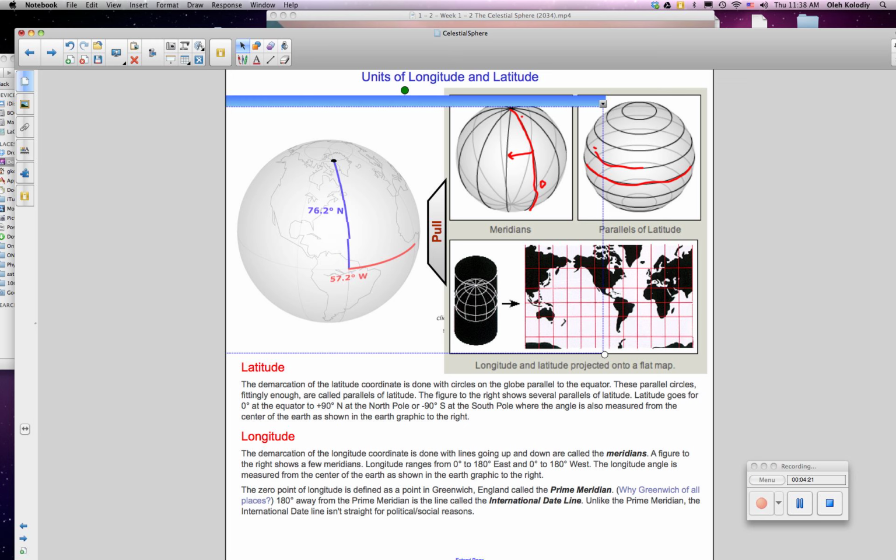And here we see a change in longitude, going down to 0 degrees, which will correspond to a line going through Greenwich, England.